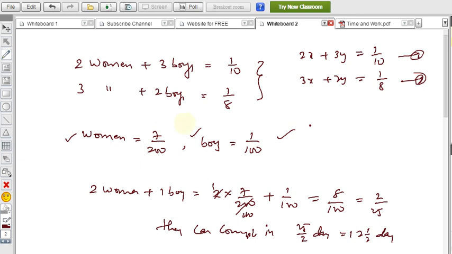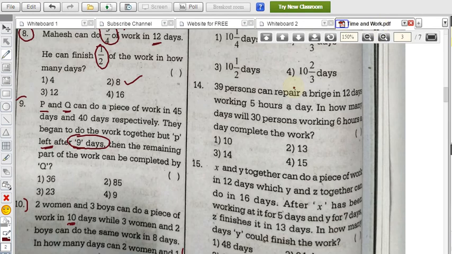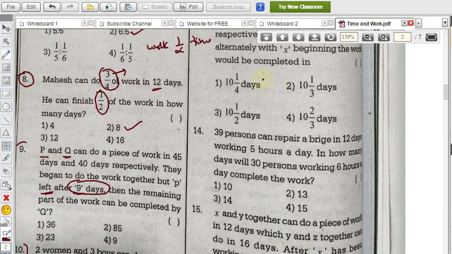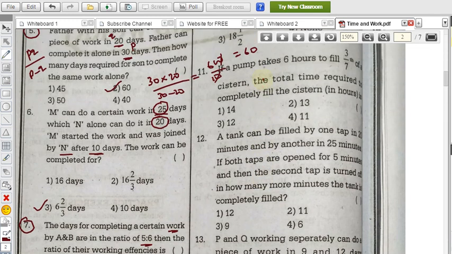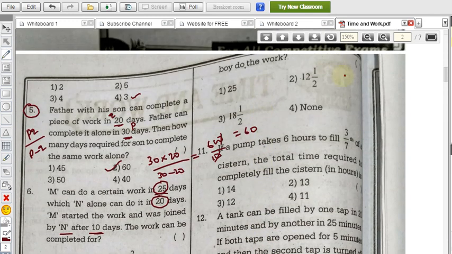If you solve, then woman is x and boy is y. Then you can solve for 2 women and 1 boy, how many days they can do it in. 12 and a half days. Yeah, 12 and a half days, you can complete this.